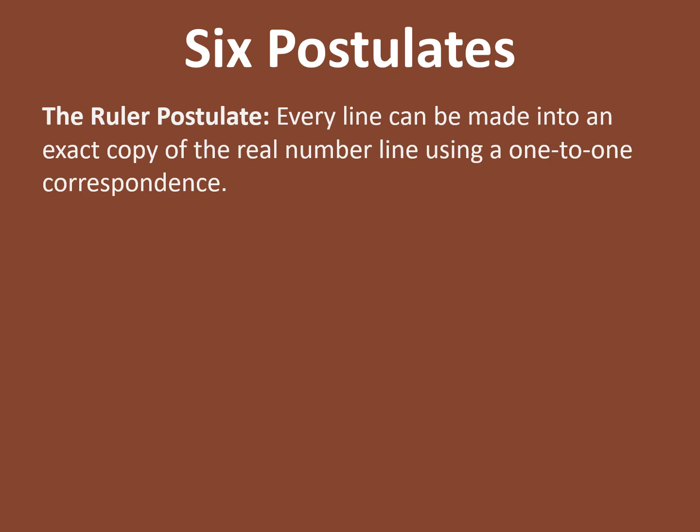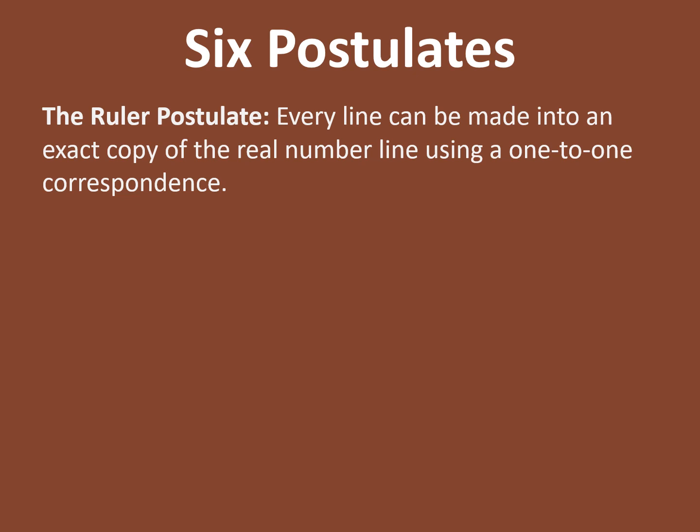The last postulate that we will cover today involves the real number line. It's called the ruler postulate. It says every line can be made into an exact copy of the real number line using a one-to-one correspondence. You've probably heard the phrase one-to-one correspondence in algebra. A one-to-one correspondence just allows us to match up one point on one line with another point on another line. So it's not going to match one point from the first line with multiple points in the second line.